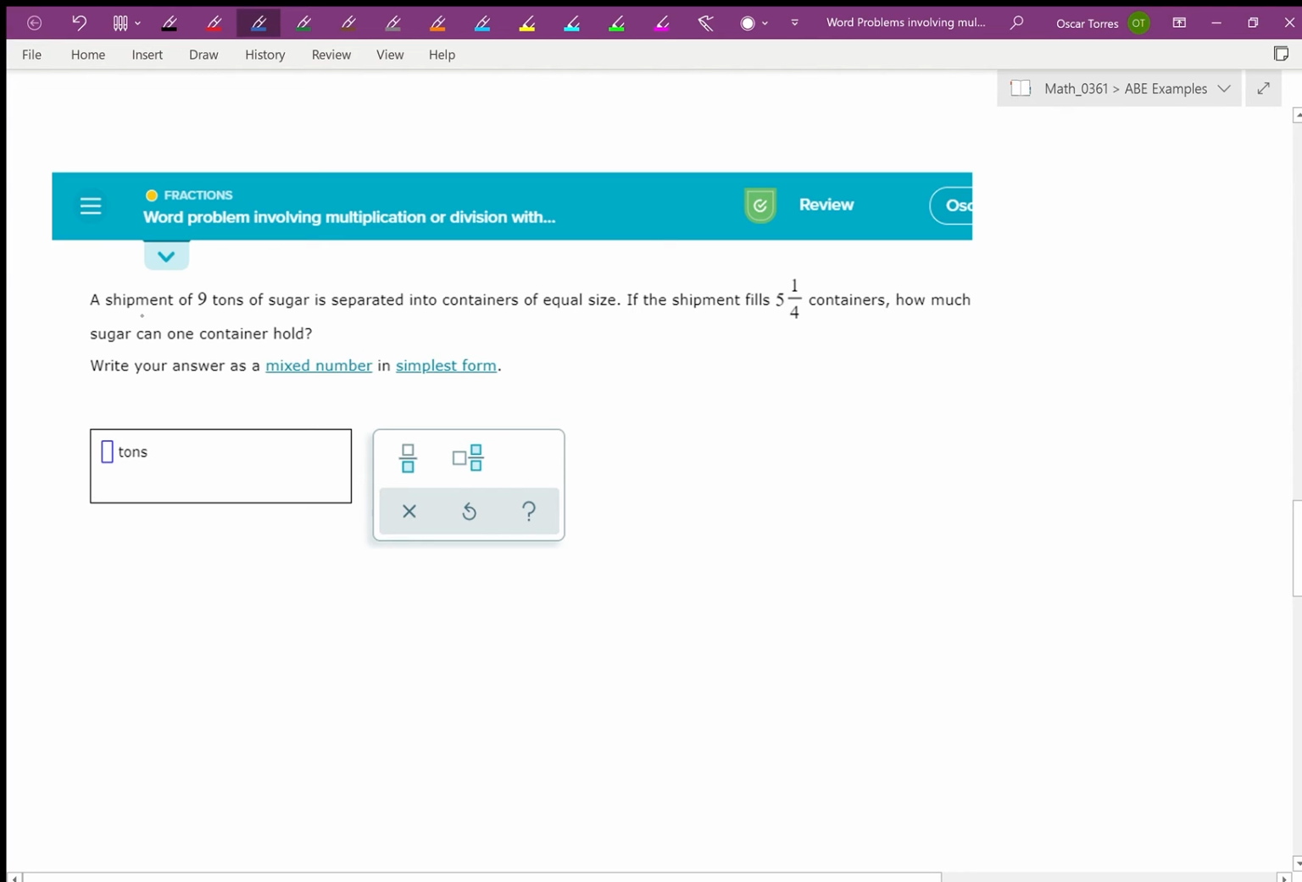This problem tells us that a shipment of 9 tons of sugar is separated into containers of equal size. So they're taking the sugar and they're splitting it up, which means they're dividing it. If the shipment fills 5 1/4 containers, how much sugar can one container hold? So they're taking 9 tons and they're dividing this up into 5 1/4 containers. You could make the argument that the word separated refers to division, and it does, but not all the problems are going to use these words. Anyways, this is our setup.